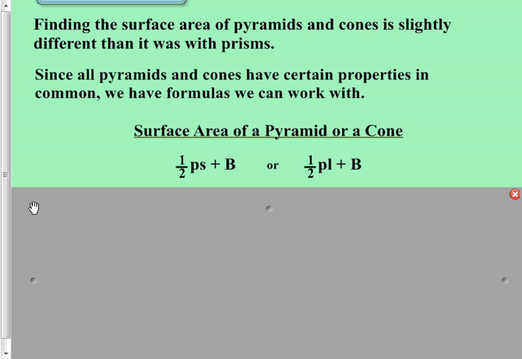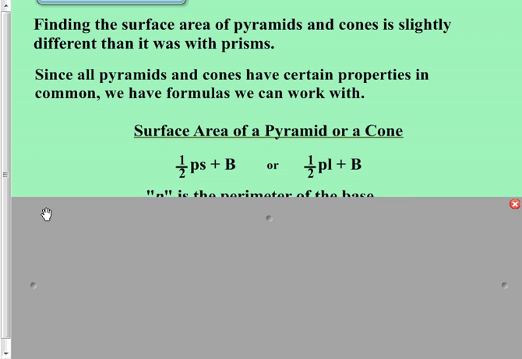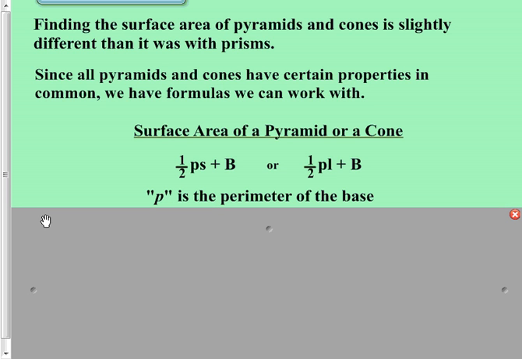Now, what's the difference between the two formulas? Obviously, there's only one thing that is different, and that is one of them has a little s in it, the other one has a little l. Now, as you can probably guess, little p is perimeter, and the perimeter is referring to the perimeter of the base.